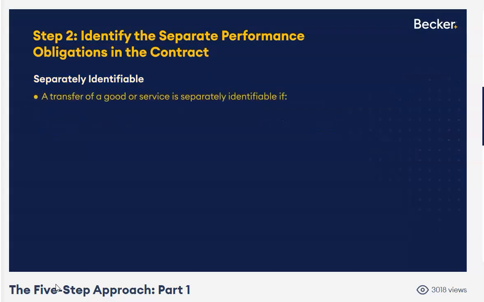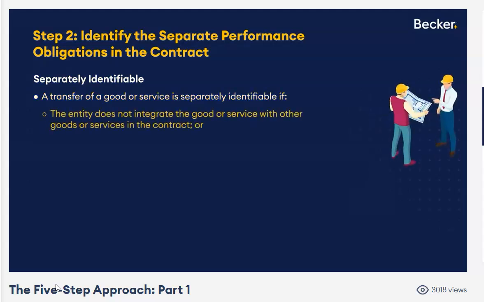Well, what about separately identifiable? Let me give you an idea of some of the issues that can occur. An entity does not integrate the goods or services with other goods or services. And let me give you an example where that would not be the case. I've gone to an engineering company and I said, design me a brand new house and then build it. Well, they're designing the house, which technically you would say that's okay, but then they're going to build it.